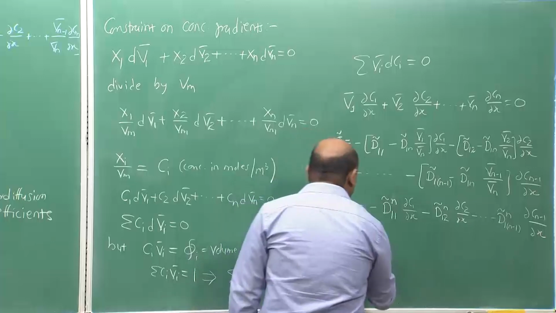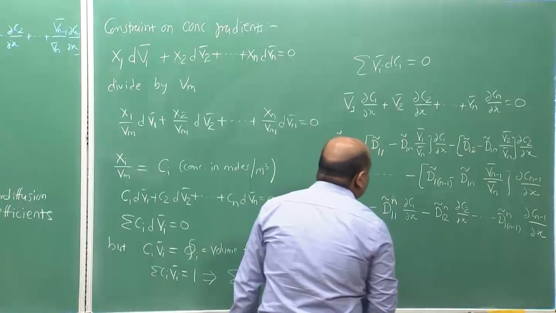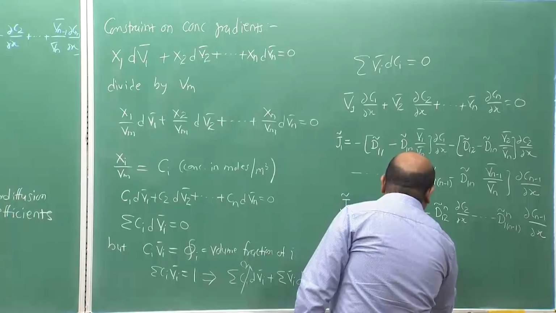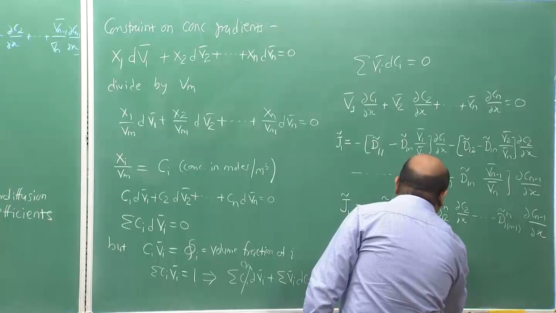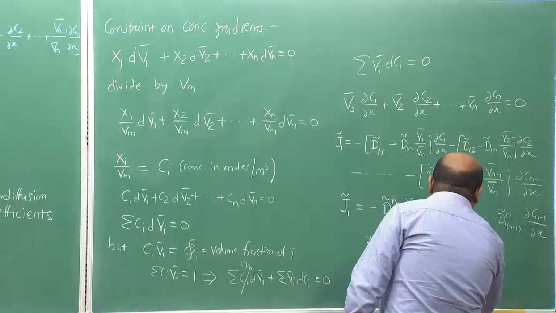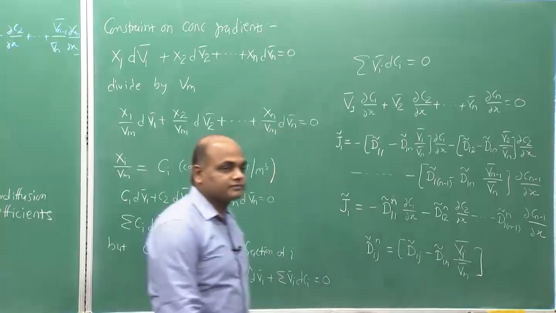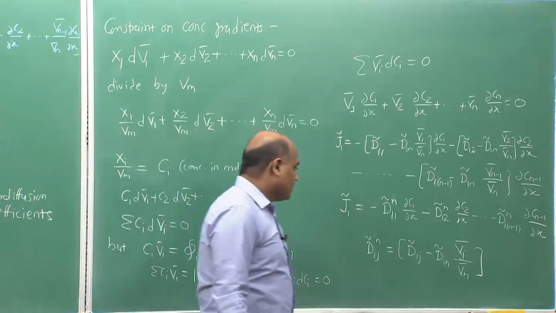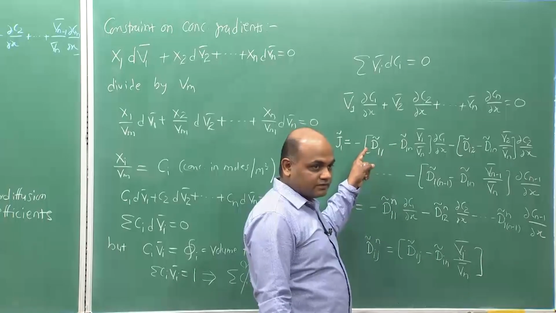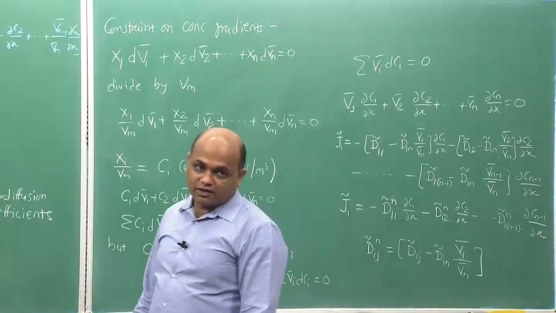So, in general we can write ∂J_i~/∂n equal to D_ij~ minus D_in~ times V_j-bar over V_n-bar, which means not all of these n coefficients are independent, but we have only n minus 1 independent coefficients for a given flux term.